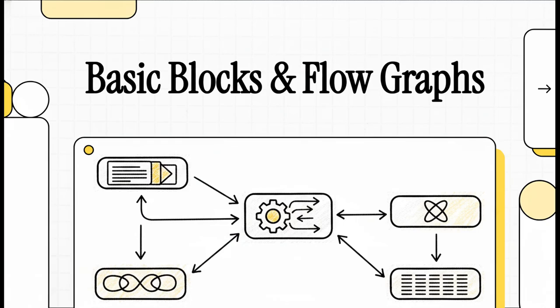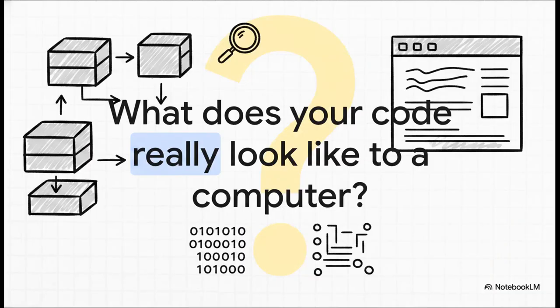Today, we're going to look past the surface of the code we write every day. We're going to uncover this hidden structure, this really beautiful map that compilers use to understand and optimize our work. So let's just dive right in. Have you ever really stopped to wonder what your code looks like to a computer?